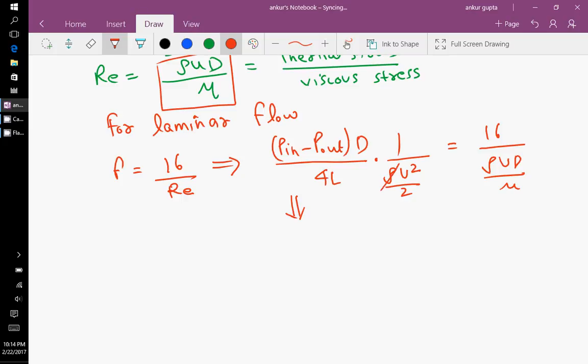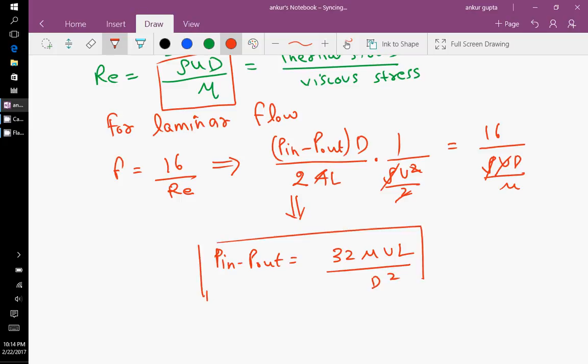Let me first show you that we can cancel this out. This will become 2, mu will go into the numerator, so you can rearrange this. Mu will go to the numerator and there will be a d square in the denominator, and then u will get cancelled with the square. So this basically becomes 32 mu u L by d square. You can cross check. This is the standard relation for pipe flows in the laminar regime.